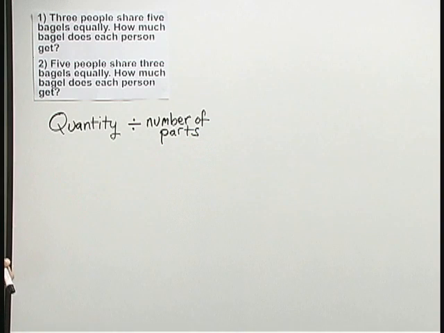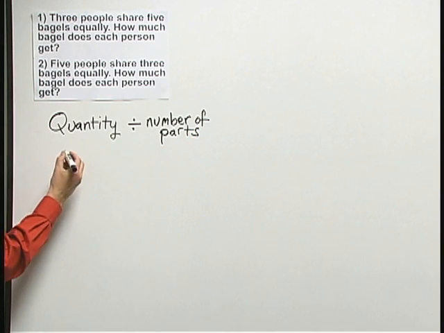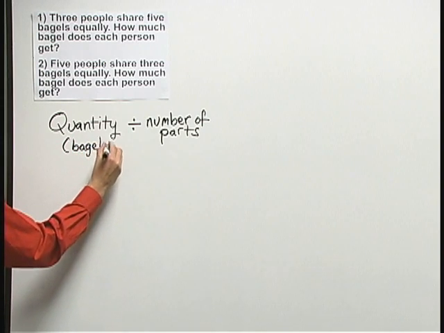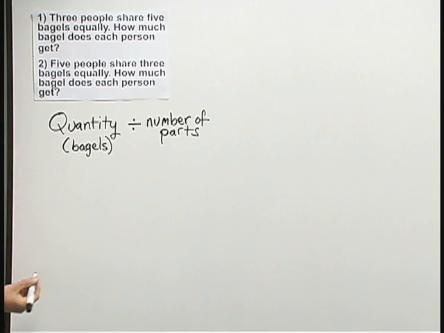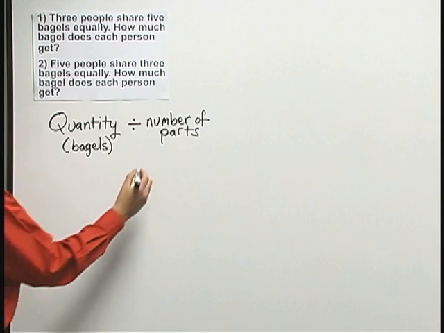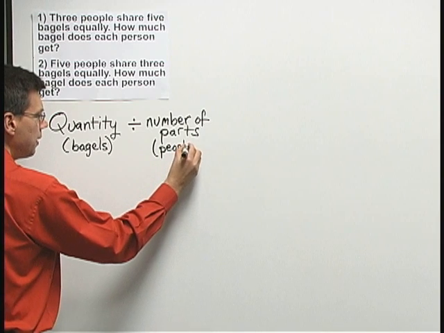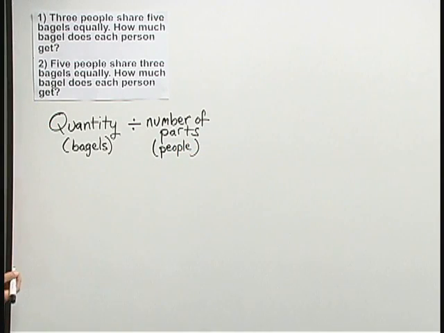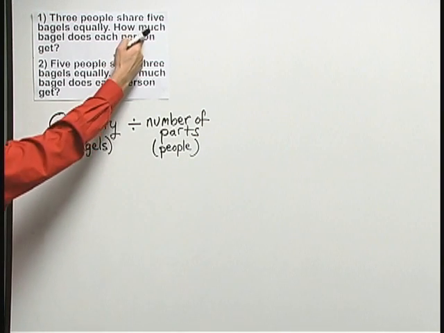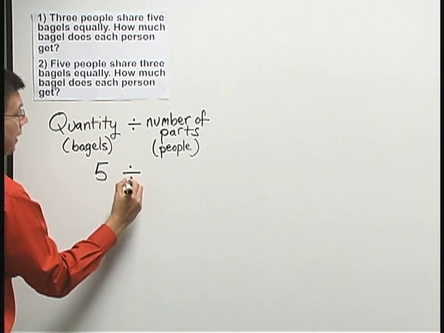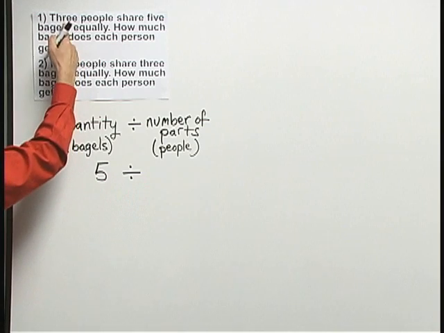The quantity that we're dividing up here consists of the bagels. The number of parts is the same as the number of people. It's also the same as the number of plates when we cut up the actual bagels. Now in number 1, we have 5 bagels divided by 3 people.